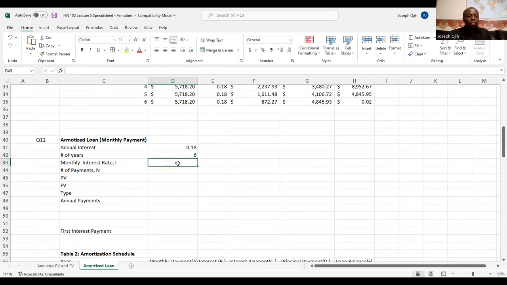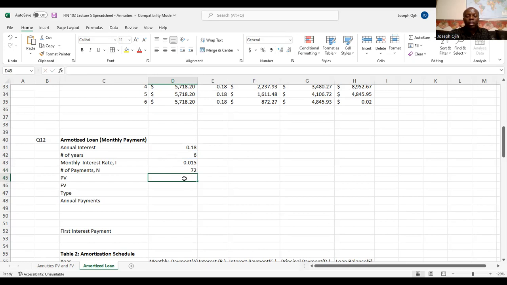So the monthly payments will be based on the monthly interest rate. There are 12 months in a year, so it's going to be 18% divided by 12. This is how much you pay per month. The number of payments: you are going to pay for 6 years, each month. This kind of loan is usually for a car loan. So the number of payments is 6 times 12 months, which is 72 payments.